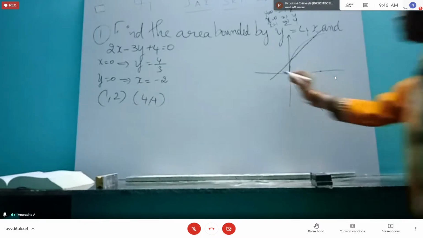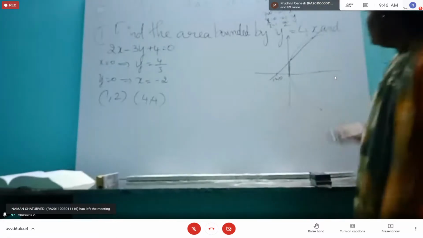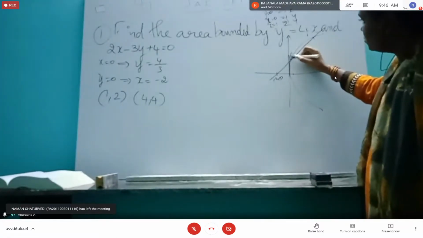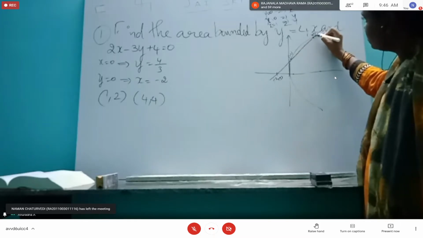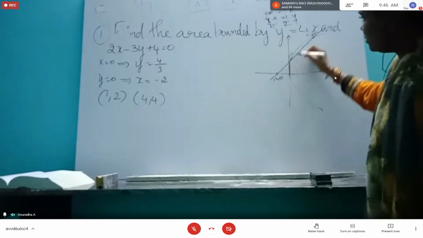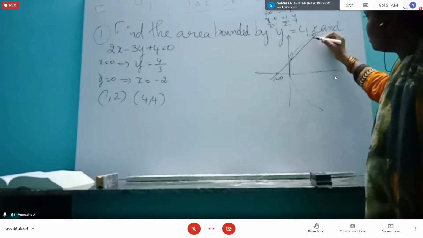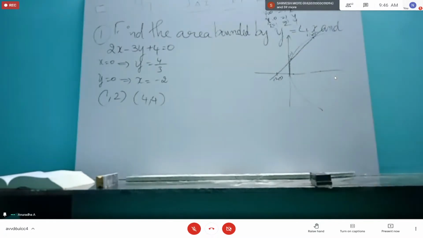So this will be minus 2 comma 0, the second point on the line. This will be 1 comma 2. This will be 4 comma 4. So what region do we have to find? The intersection area between the line and the parabola, this one. This small tent or small hemisphere-like structure is the region of integration. So for that only we are going to do it.